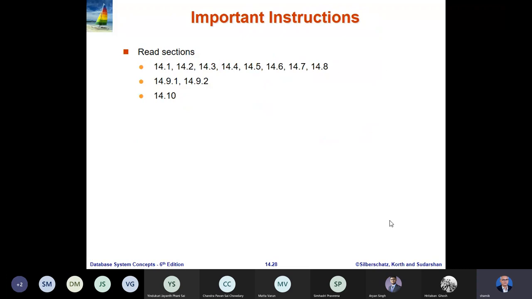So for this particular chapter, we focus on these sections. Okay?